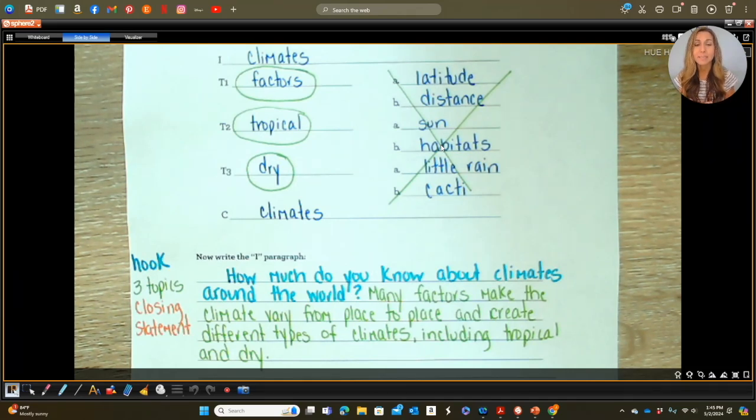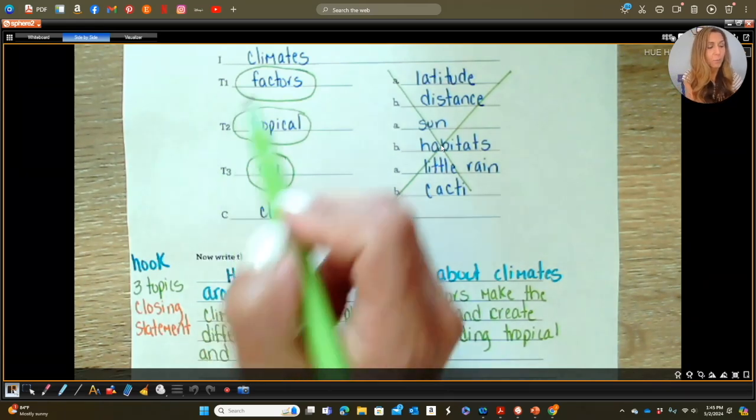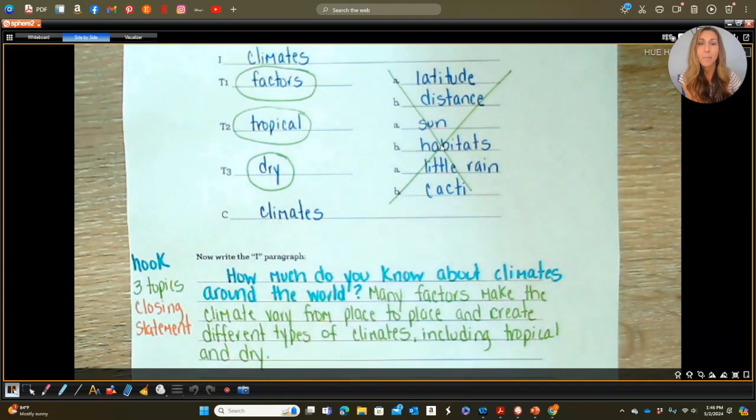My sentence says, many factors make the climate vary from place to place and create different types of climates, including tropical and dry. So the only thing that we need to check is that we named the 3 topics in our topic sentence. So let's check together.